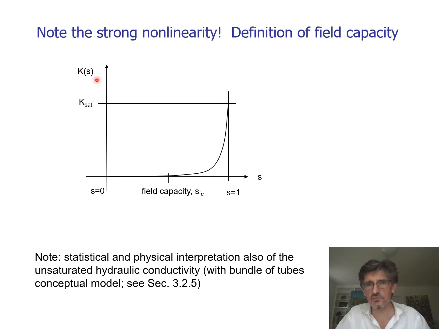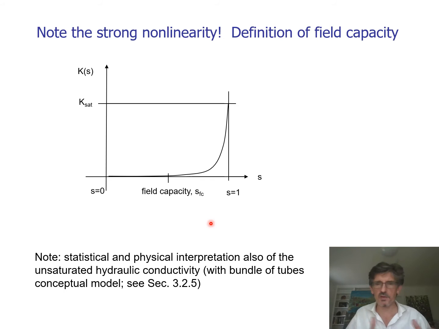So the shape is this one. We have Ks as a function of S. For low soil moisture, there is almost no conductivity. Then at some point water starts moving, and then the conductivity really increases fast to the saturated hydraulic conductivity when you are saturated, here at S equal to 1.